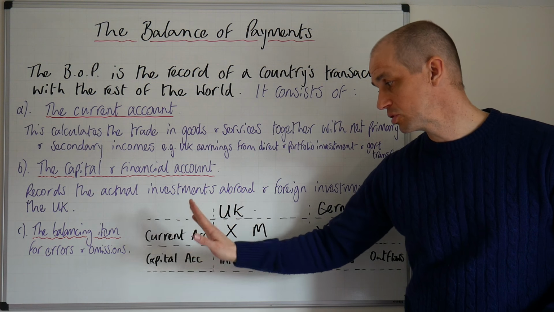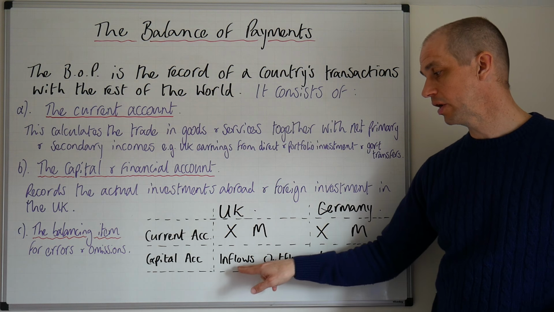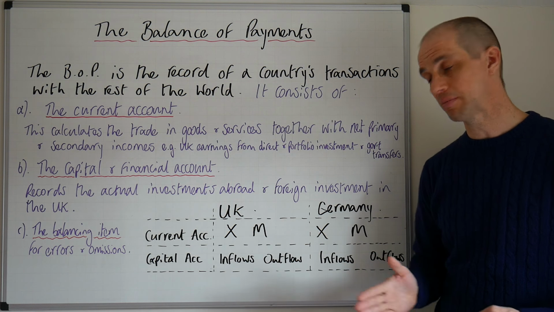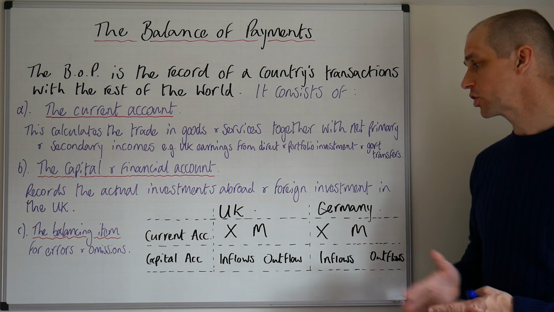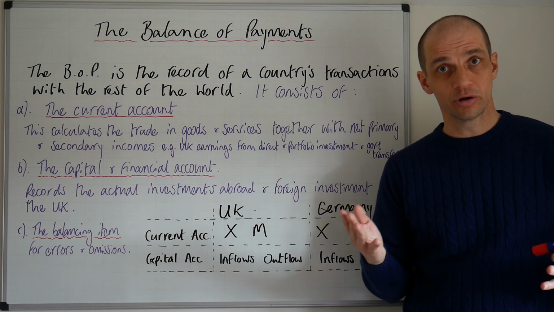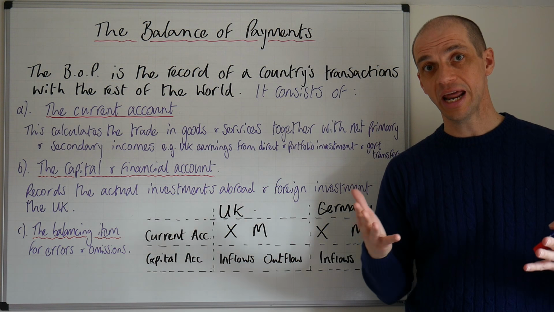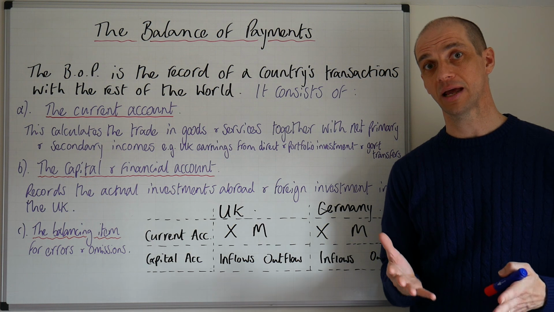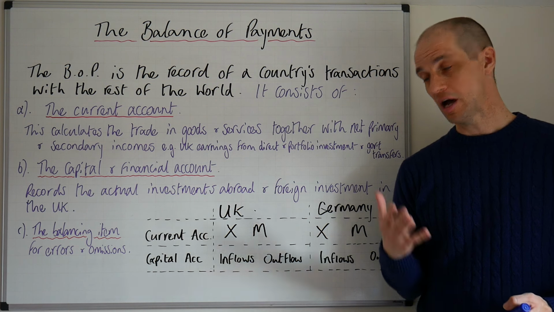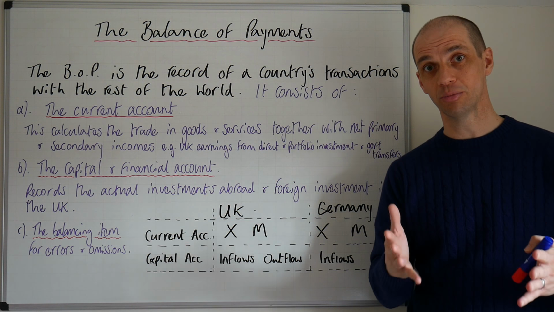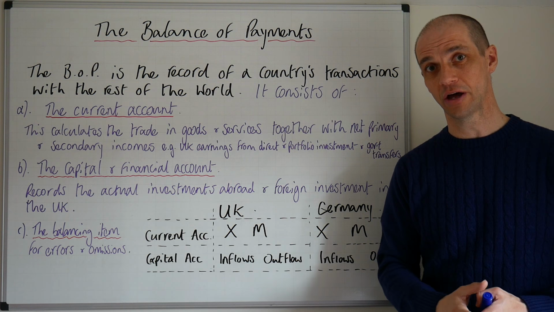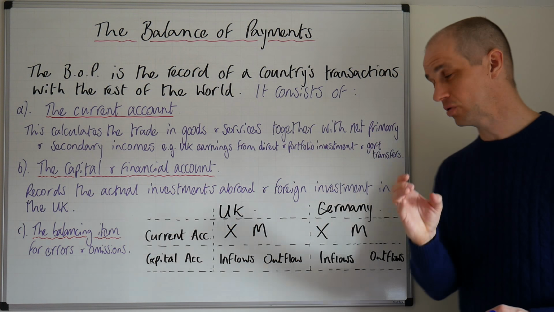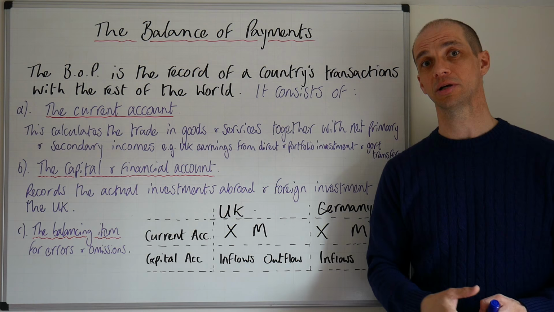Then we've got our capital and financial account, and we've got inflows of capital and outflows of capital, and inflows of capital and outflows of capital for Germany. Okay, now of course the German economy is regarded and renowned for the current account surplus that it runs. Often a double-digit surplus, so often 10% of the size of the German economy. Absolutely huge current account surplus that they run.